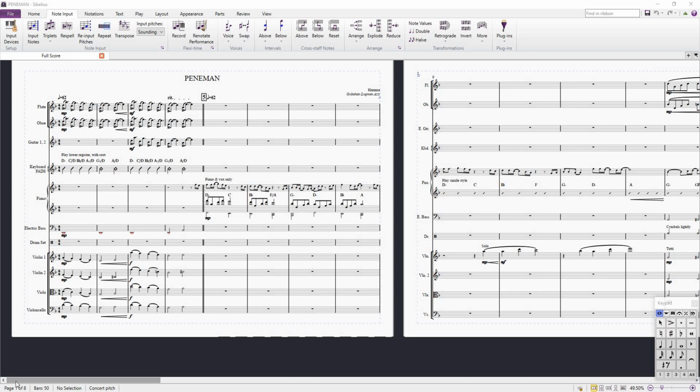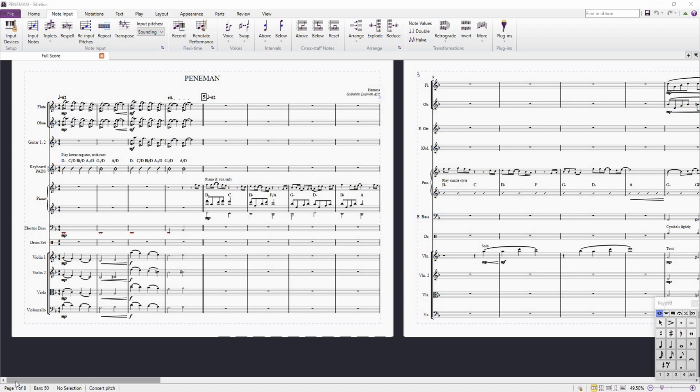Today I'd like to share with you the importance of score layout in Sibelius or any other music notation software that you're using. I'm using Sibelius. This is Sibelius Ultimate. I just newly installed this based on a subscription.